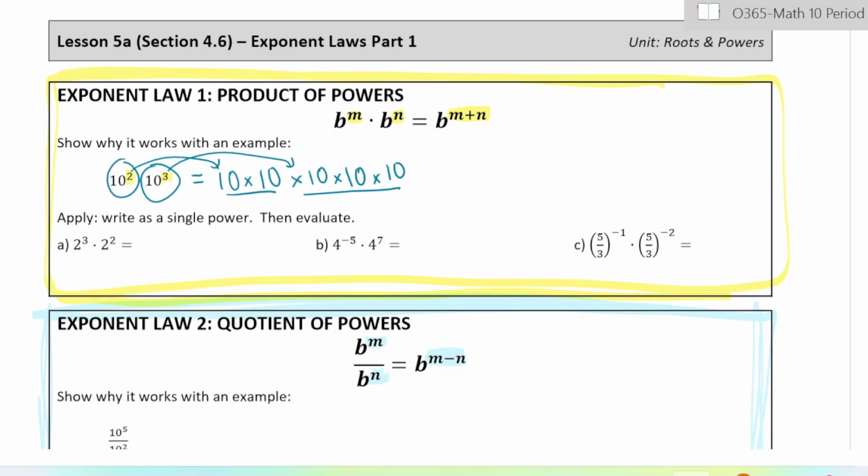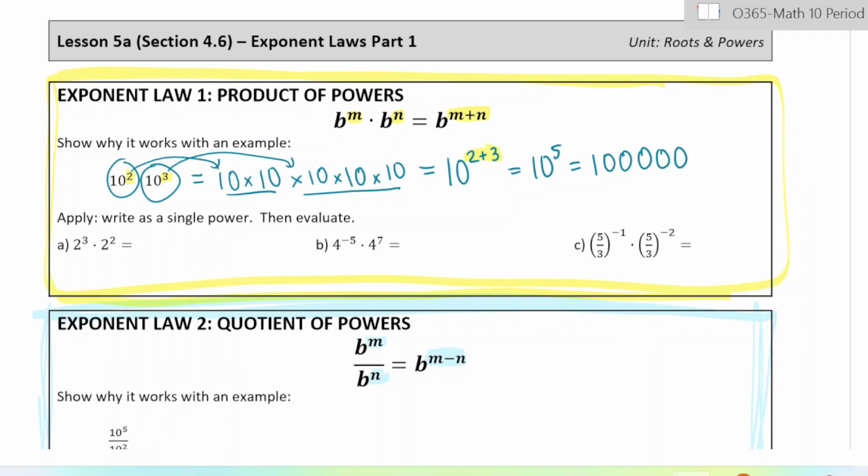How many tens do we end up having? 1, 2, 3, 4, 5. 2 plus 3. That's why that rule works: you end up adding these numbers when you add up all the tens that are being multiplied together. So this would actually be 5 tens. And so the answer, if you were going to evaluate it, would be 1 with 5 zeros, so 100,000, sorry. There we go.